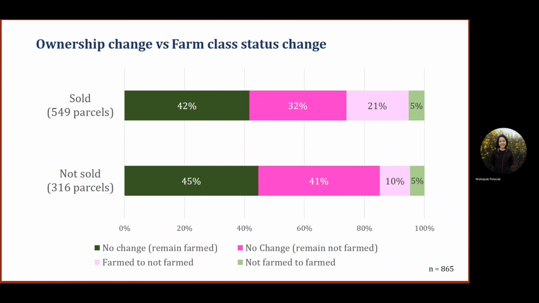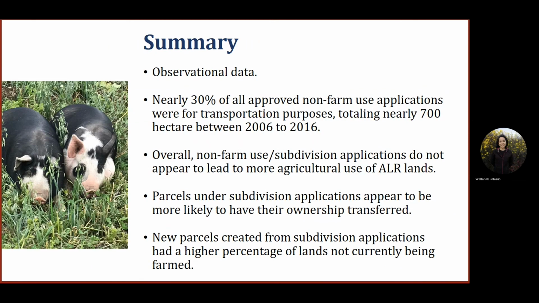So we see that the light pink area in the top bar is a little bit higher, like 21%, compared to 10% in the lower bar. So it looks like for those parcels that have been sold, a higher percentage of them have their farm class status changed from farm to not farm. And that's it for our data.